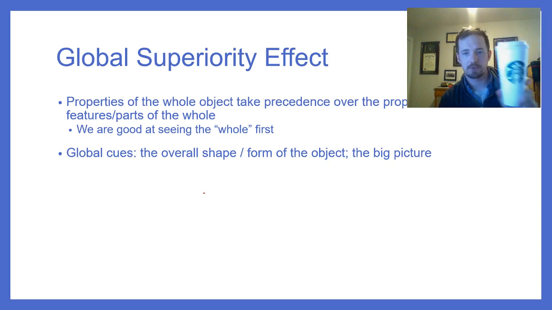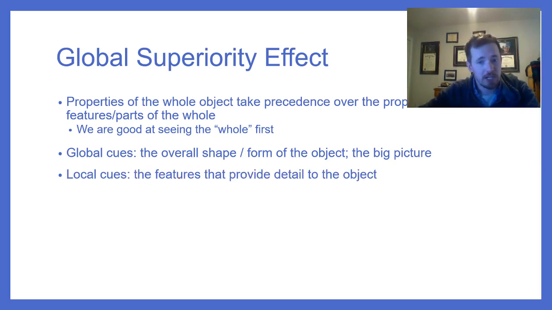So, for example, if you were to see this cup, the first thing that your brain is processing is the shape of the cup, how big it is, etc. The second thing you're going to do is see the logo, right? So the global cues are going to be the overall shape, and the local cues are going to be the little piece in the middle. So our brains perceive the global cues first, which is why it's called the global superiority effect.